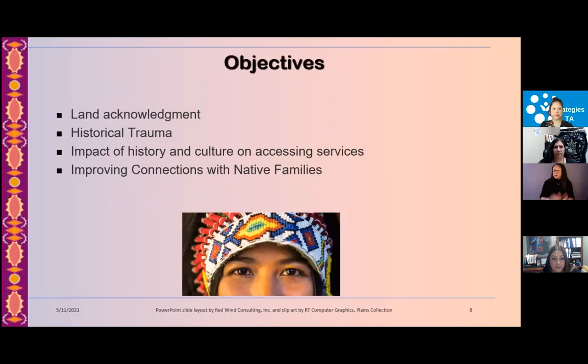So we wanted to start off this time in a good way. And I wanted to acknowledge the ancestors of the land. So I'm just going to go over the objectives really quick too.